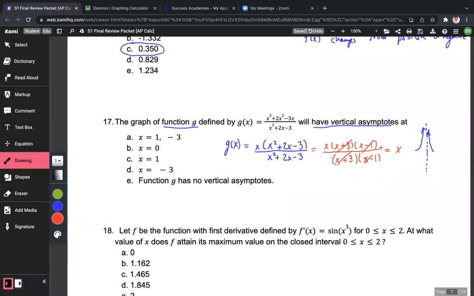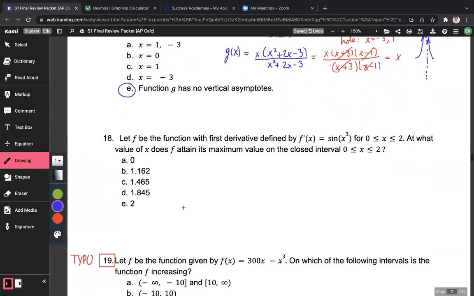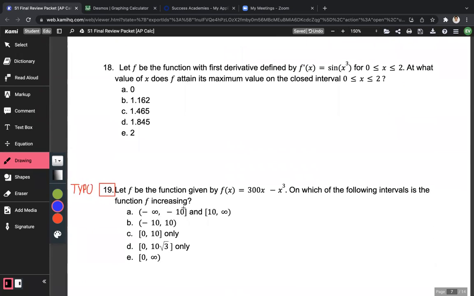That technically means that we've got a hole. If you remember, we'll have a hole in our graph, a discontinuity at x equals -3 and x equals 1. But those aren't asymptotes. Holes are not vertical asymptotes. There are no vertical asymptotes here because there's no value of our function that'll make our denominator equal to 0 that won't also make our numerator equal to 0. Function g has no vertical asymptotes. Pretty cool.